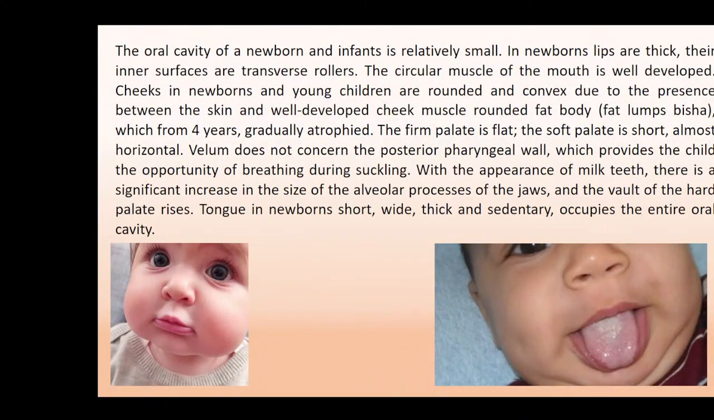The oral cavity of a newborn and infant is relatively small. In the newborn, lips are thick, the inner surface is transferred to rollers, sorry. The sucking muscles of the mouth are well developed. Cheeks in newborns and young children are rounded and convex due to the presence, between the skin and well developed cheek muscles, of a rounded fat body.